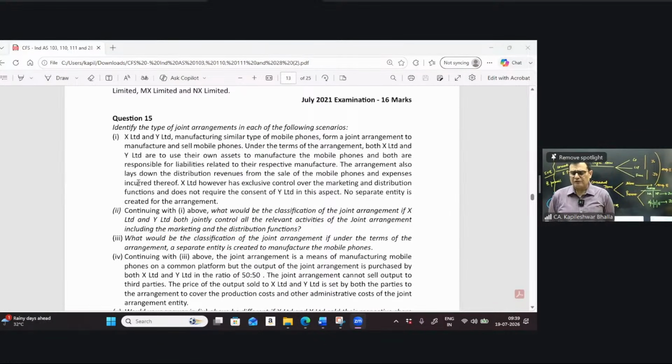Well, in the first case, first of all, if you notice that X has got some exclusive control over marketing and distribution function, does this mean that there is no unanimous consent required? I think finance decisions are the core aspect of taking decisions. Marketing and distribution decisions may not per se require unanimous consent, but if the financial decisions are taken by both of them, I would say indirectly the marketing and distribution decisions are also taken by both the parties. So in the second case, when you say that they are having joint control of all the activities, the answer would not change. The joint control is there in one, the joint control is there in two, and the arrangement continues to be a JO.